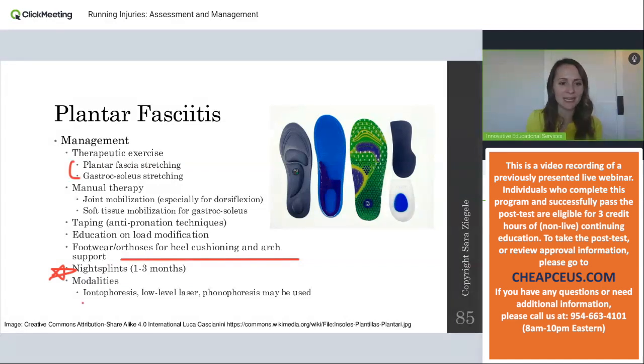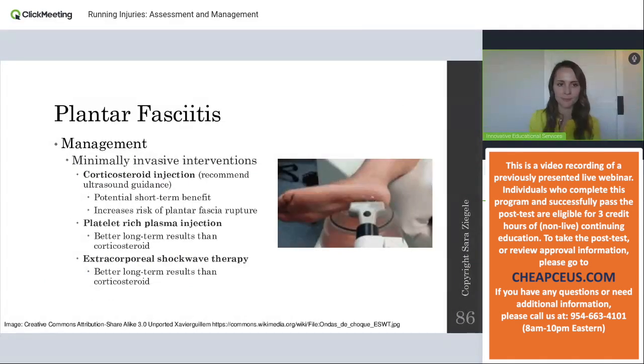And then modalities right now, the best supported for plantar fasciitis are Ionto, low-level lasers, and Phono. In addition to that, there is some evidence for minimally invasive interventions. On that list is shockwave therapy. There's also some evidence for injections, and there are two different ones listed here, corticosteroids and PRP, or platelet-rich plasma.